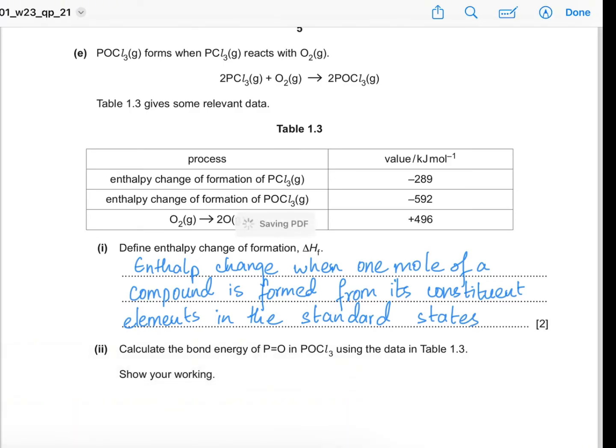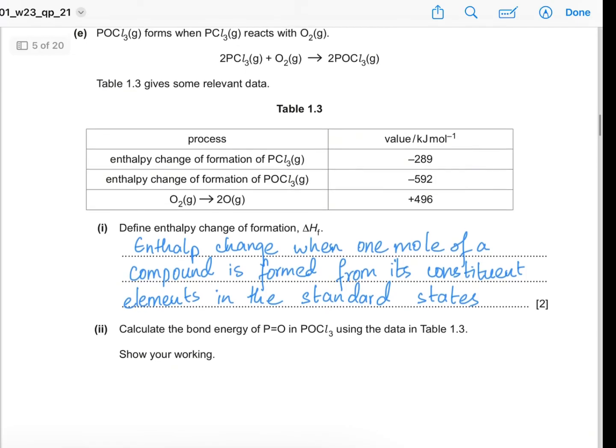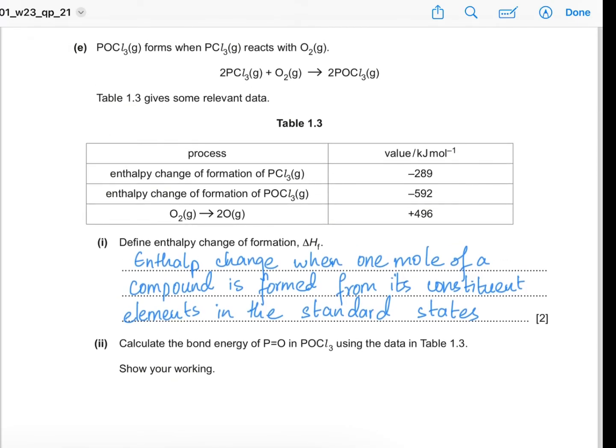Standard states are the states of solid, liquid or gases that are found at room temperature at regular conditions of temperature and pressure. Part 2, calculate the bond energy of the phosphorus oxygen double bond in the phosphoryl chloride molecule using the data in table 1.3, and you're supposed to show your working.